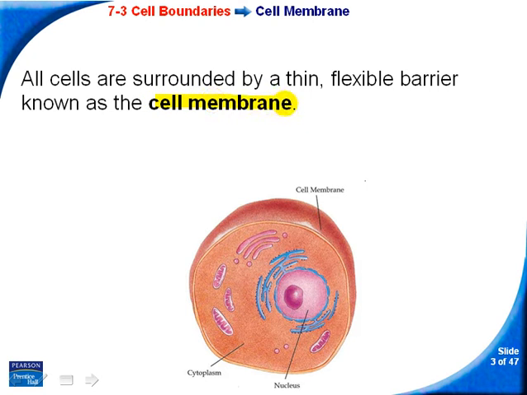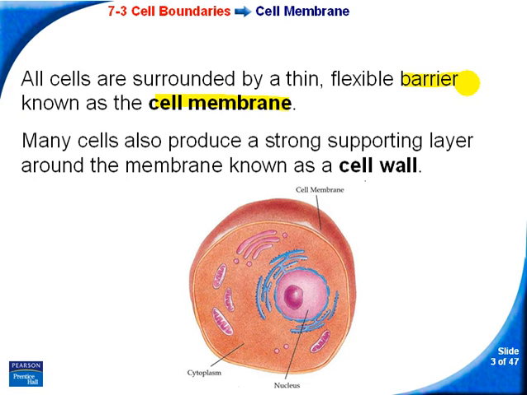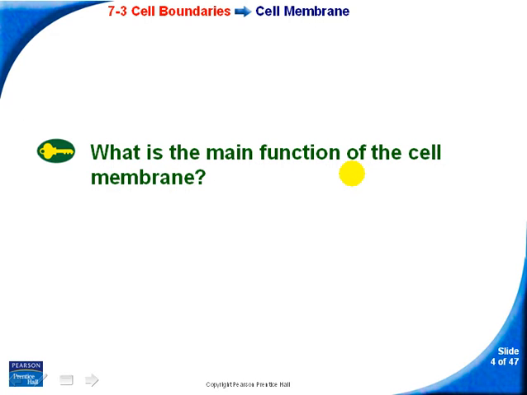First thing we need to talk about is the cell membrane, which is the barrier around the cell. And some cells also have a cell wall, and we'll find that with plant cells, and it's a stronger, more supporting layer as opposed to the kind of thin, flexible layer of the cell membrane.